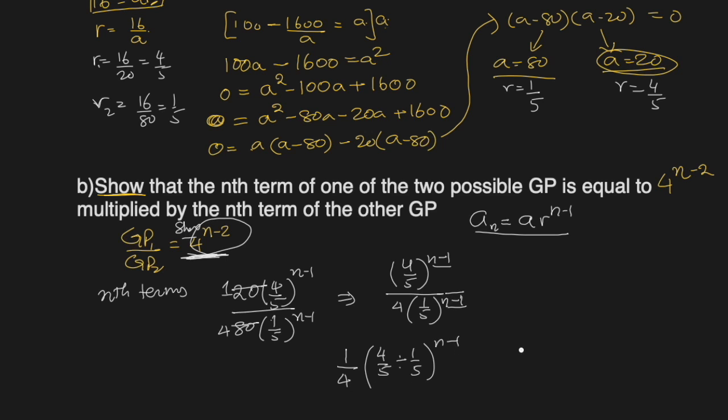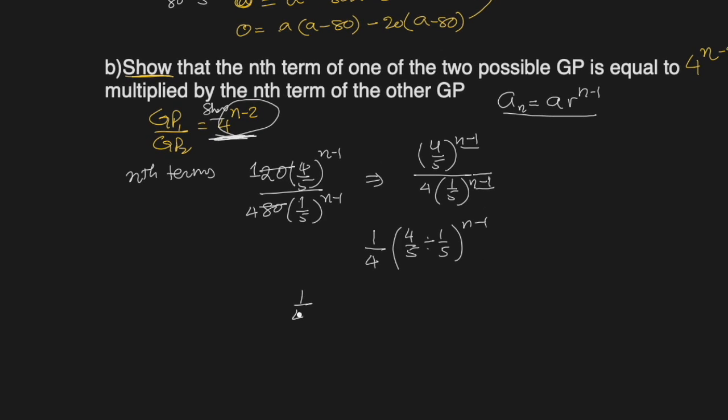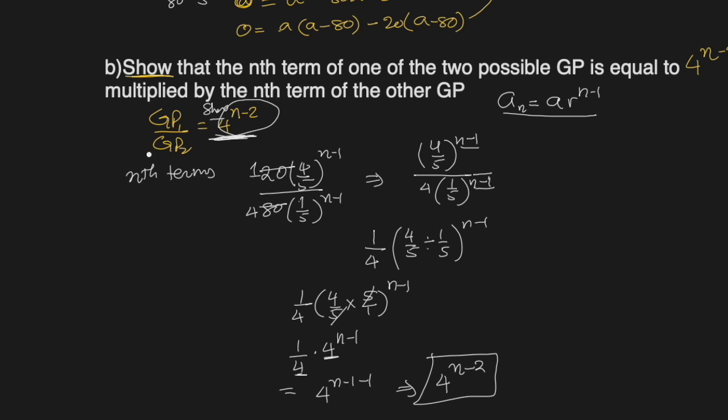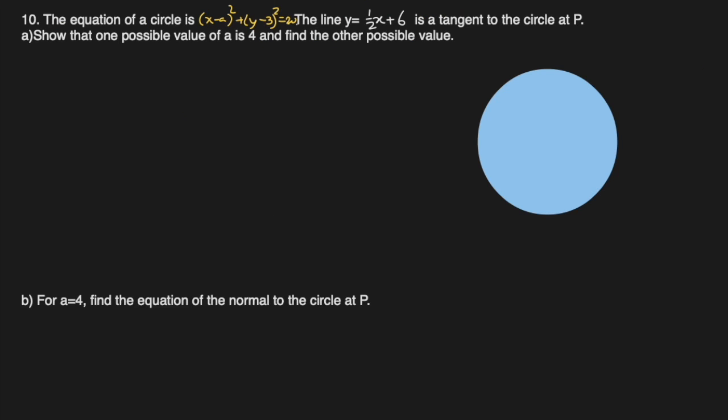So let me make more space. 1 over 4, 4/5 times 5 over 1, to the power n minus 1. 5 and 5 cancel. So we get 1/4 times 4 to the power n minus 1. And since now this is 4, we can simplify them. 4 to the power n minus 1, and because it's dividing, it will be minus 1. 4 to the power n minus 2. Got it. The ratio of the nth terms of the two GPs is 4 to the power n minus 2.